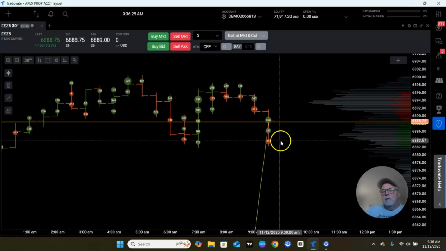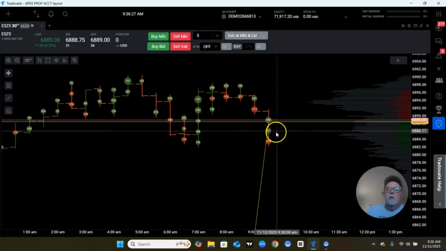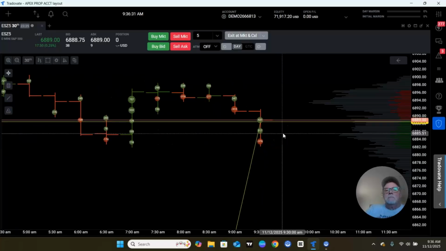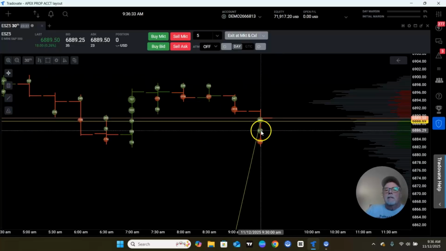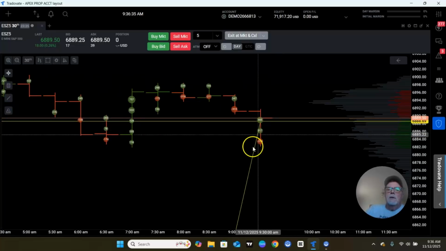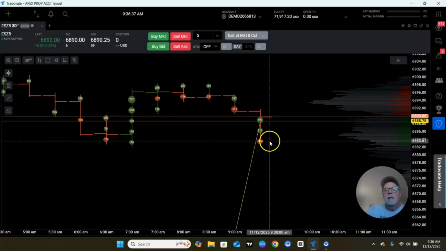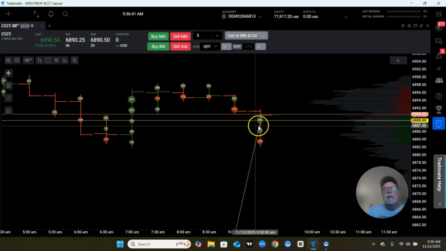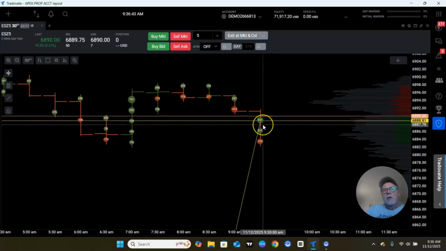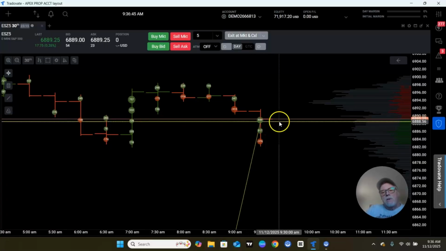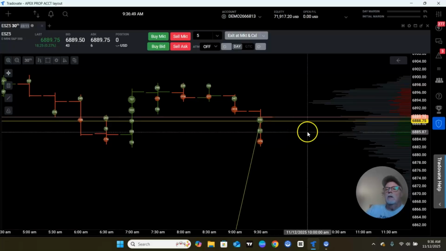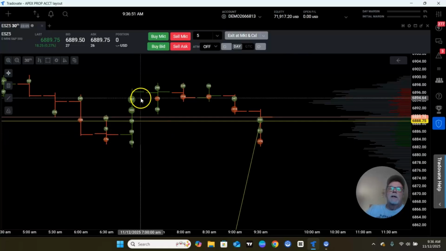As you remember, delta is the difference between buying and selling volume, and when you've got more buying than selling, you're more likely going to go up, and when you've got more selling than buying, you're more likely going to go in the selling direction. Now, it's not always the case. You can have absorption, and we'll talk a little bit about absorption here.